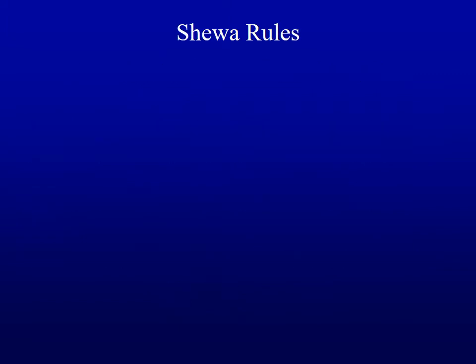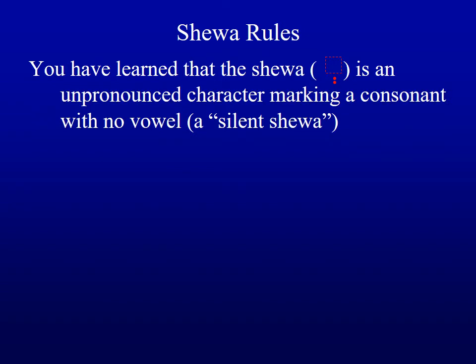Okay, the other thing we need to know in order to begin vocalizing Hebrew is the rules for schwas. In the last lesson, you learned that the schwa is an unpronounced character that marks a consonant with no vowel. That is a silent schwa. So here we have some examples of silent schwas. This schwa is silent, and so this word is pronounced Ephraim.